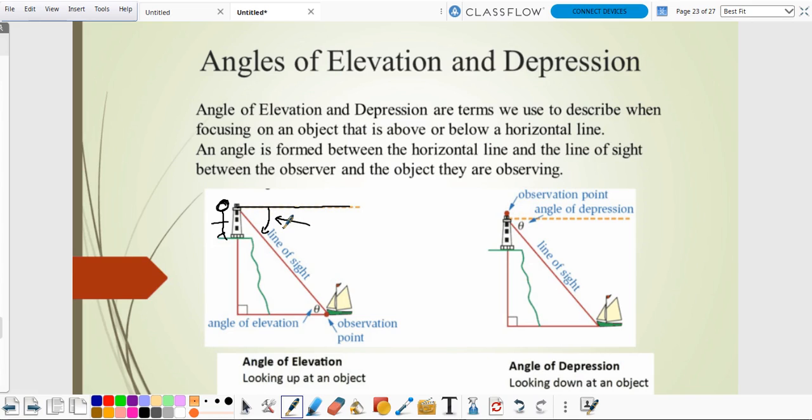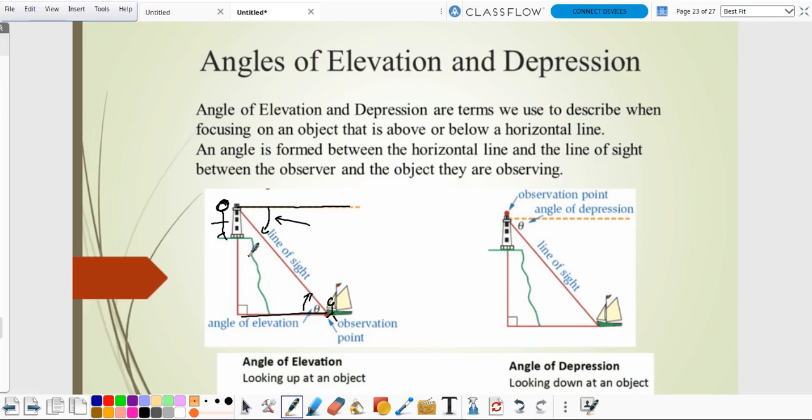Angle of depression right there, because you're looking down from the horizontal. However, if you're at the boat, over here, and you look up from your horizontal, that's an angle of elevation. That's what that would be. So it depends again on where you're observing from.